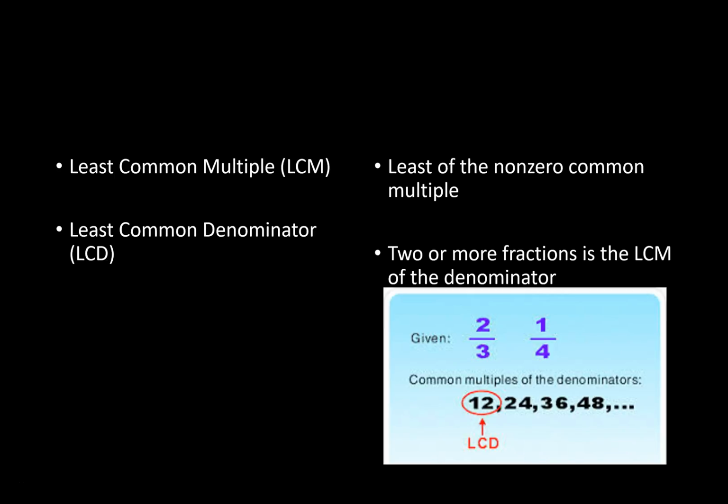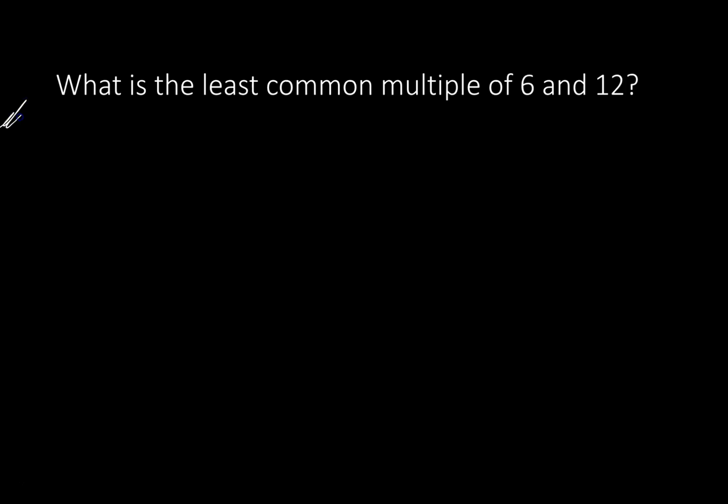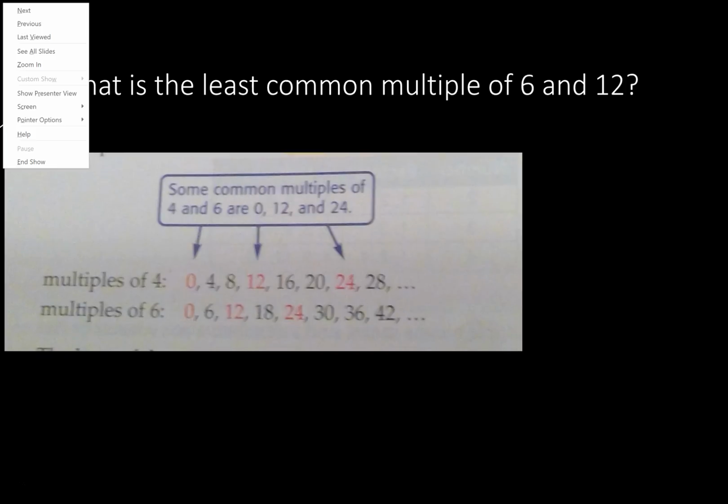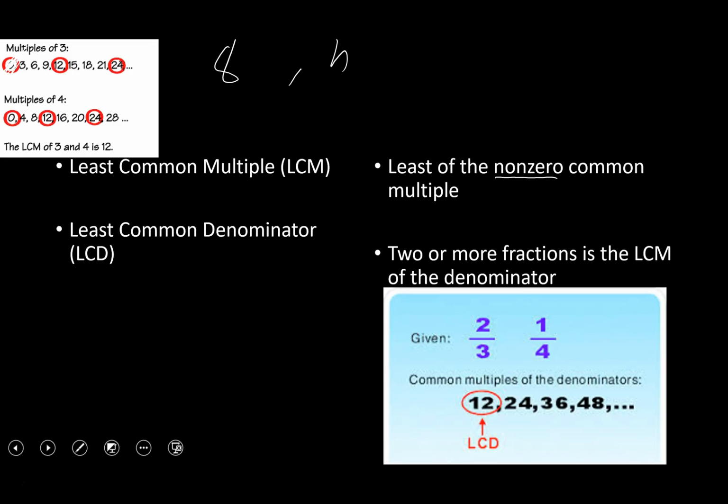So if I gave you, like earlier we had 8 and 5. Oh, sorry, 3 and 4, there we go. So to find the least common multiple, remember it's non-zero, so zeros don't count. Gotta love PowerPoint. So it's whatever is the least common non-zero multiple.